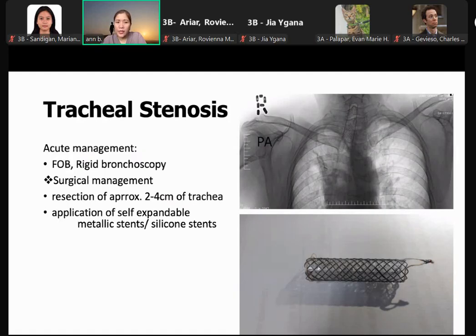Again, in the management, we can apply a self-expandable metallic stent as shown in the picture, or balloon dilation, or we just use the rigid bronchoscope for dilation. We also have laser ablation, but here in the Philippines, although we have a laser in the Lung Center of the Philippines, it is so costly and also less responsive. The optimal treatment is resection of the trachea.